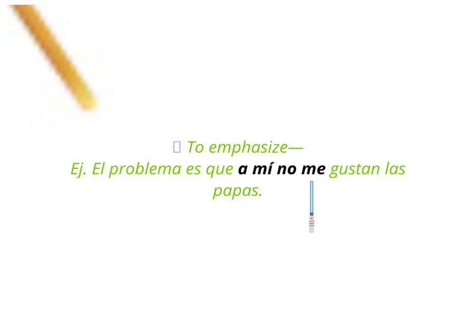To me, I really don't like potatoes. But that's not true, I do. So, el problema es que a mí no me gustan las papas. So to emphasize, you're just going to put the a mí or a nosotros or a ellos in front of the indirect object pronoun.